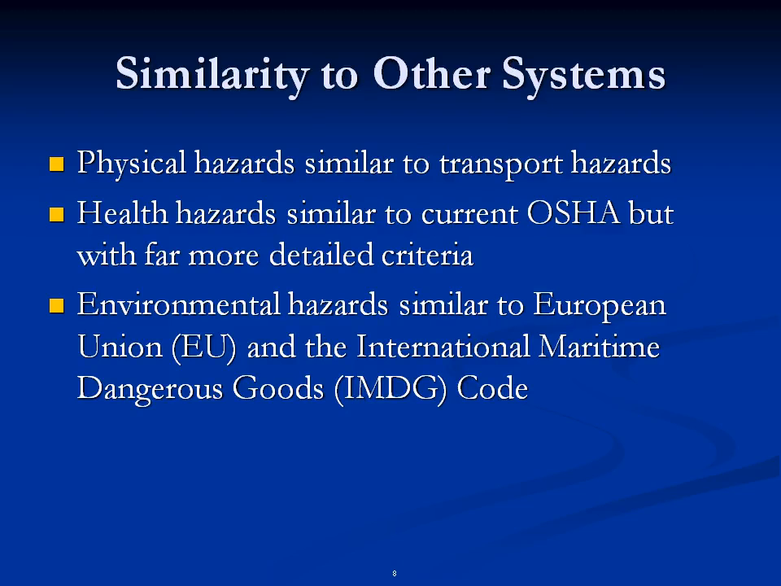So the system itself of the GHS was based on existing systems, so you'll find that there's a great deal of similarity. Particularly the physical hazards are now consistent with the hazard classifications for transport. So if your product is a flammable liquid for transport, it's going to be a flammable liquid under the GHS and under the new OSHA system, so the criteria there have been harmonized. Health hazards are similar to the current OSHA and also EU systems, and the environmental hazards are pretty much exactly the EU system that was then adopted into the IMDG code for classification for aquatic toxicity hazards.